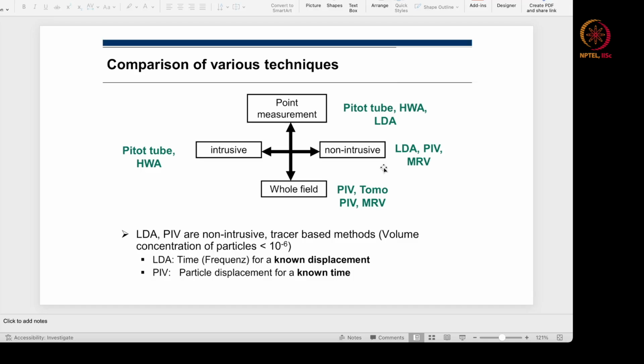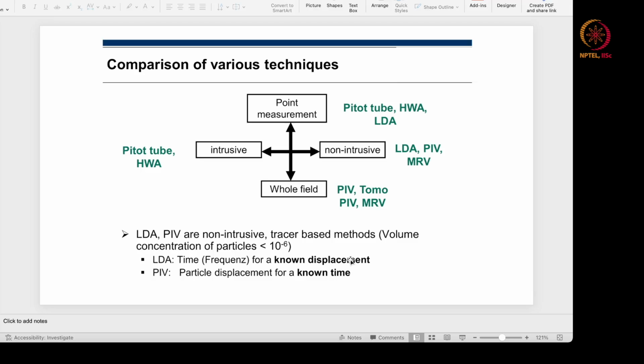The LDA and PIV are non-intrusive tracer-based methods. The volume concentration of the particles is less than 1 million parts per million. And so LDA is a time-shift type of measurement. We will see that for a known displacement. So you know the displacement, you measure the frequency shift, and that's how you get the velocity. And we will see how this is being done.